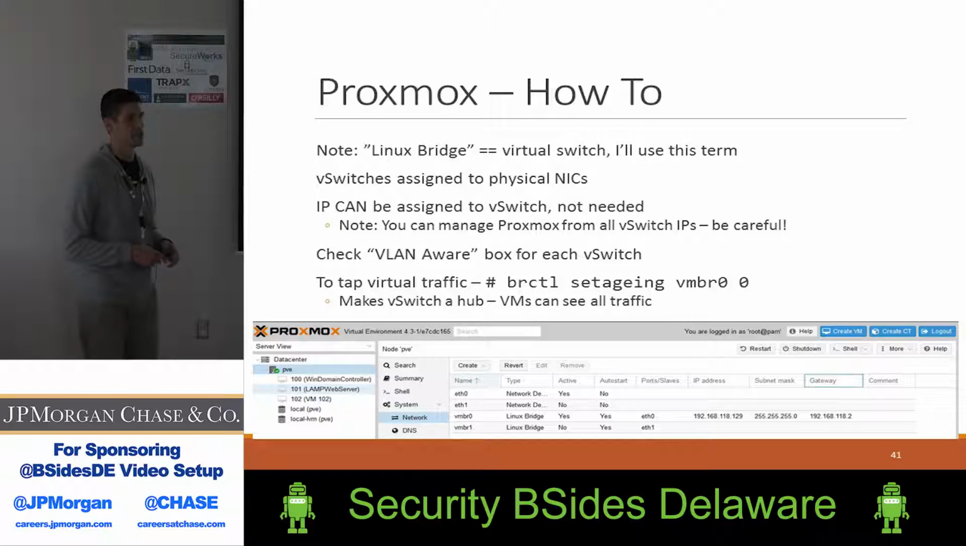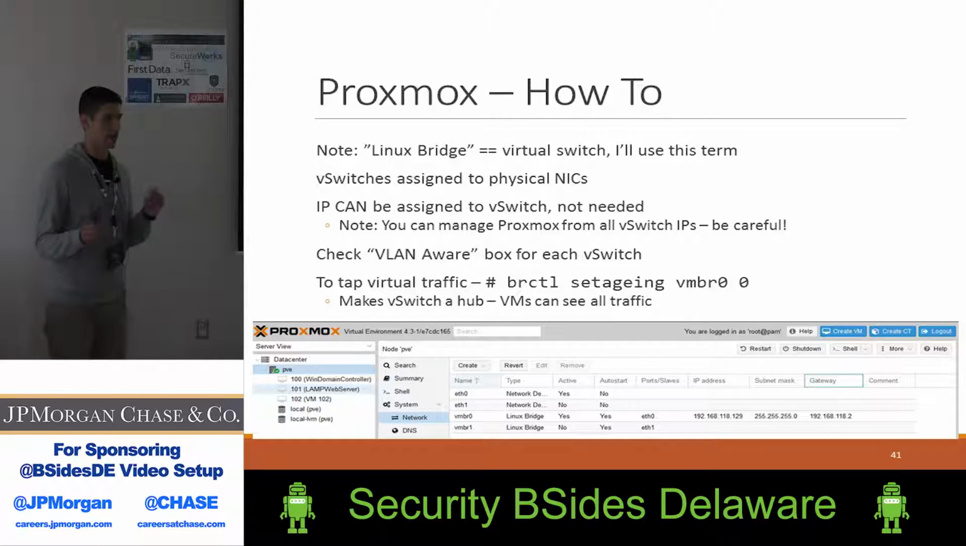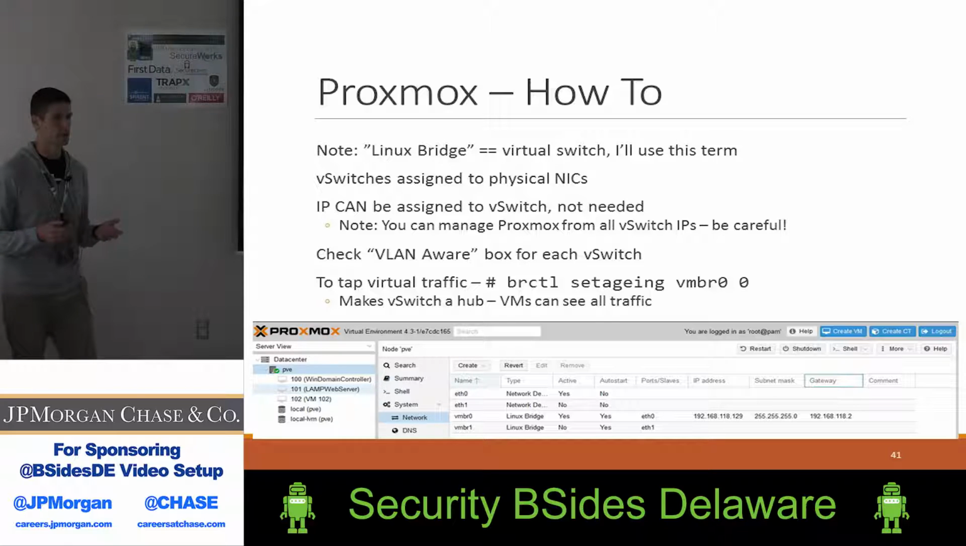So be careful where you assign an IP, because if you assign it to the one that's going to your internet side, then you're going to be able to manage Proxmox from the outside. That's bad. If you want to be able to tap this traffic, what you do is you take this command, brctl, it stands for bridge control, and you do setageing, the name of the bridge, and 0. What that does is makes the virtual switch forget which MAC address is on which port, so it sends all traffic to all ports, essentially making it a virtual hub, and then any VM that goes into promiscuous mode will be able to see the traffic, and you can tap it that way.